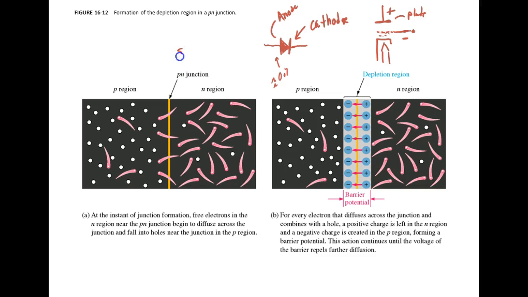So for silicon, the barrier potential is around what? 0.7. Some books teach 0.6. Who's right? And germanium is around 0.3, 300 millivolts.